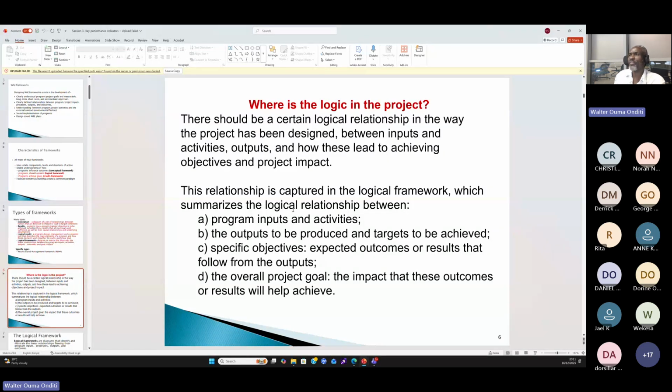Now, where is the logic in any particular intervention? When you talk about the logical framework, there is the logic of that framework. There should be a certain logical relationship in the way the project has been designed between inputs, activity, output, and how these lead to achieving objectives. So we talk about the logical intervention, or the logic in implementation. That means you say, if you do this, it should lead to the other one, and that should lead to the next, and so on. So there should be some logical sequence. This relationship is captured in the logical framework, which summarizes the logical relations between the different levels that I've just talked about. So we don't need to repeat that.